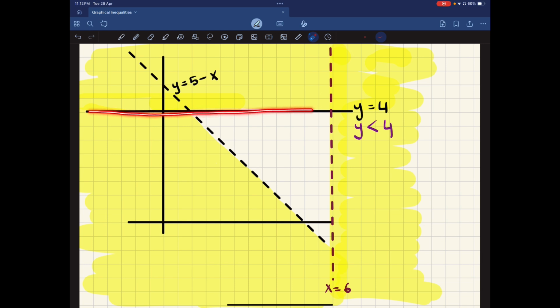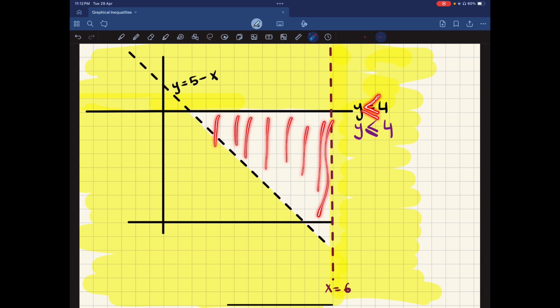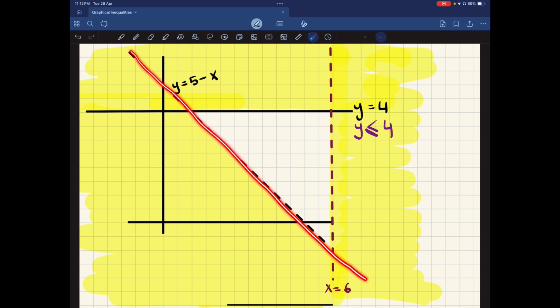We're looking at y is equal to 4. This is a solid line, so it is going to be an inclusive inequality. Okay, so y is less than or equal to 4. Again, because the required region is below the line, we will have a less than inequality, less than or equal to.